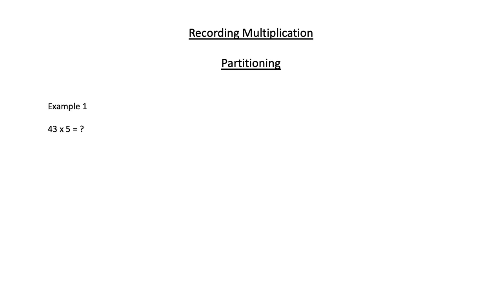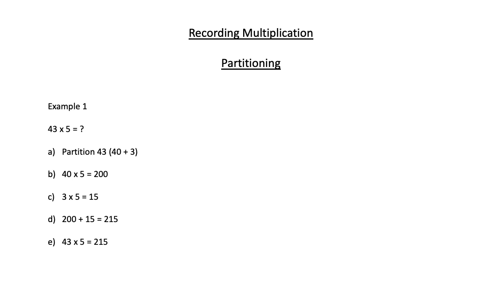So here we've got 43 times 5, and we can split or partition the 43 into 4 tens, being 40, and 3 units. And then we can multiply the 40 by 5 to make 200, and then the 3 by 5 to make 15. Then all we have to do is add the two answers together. 200 plus 15 equals 215. So therefore, 43 times 5 equals 215.